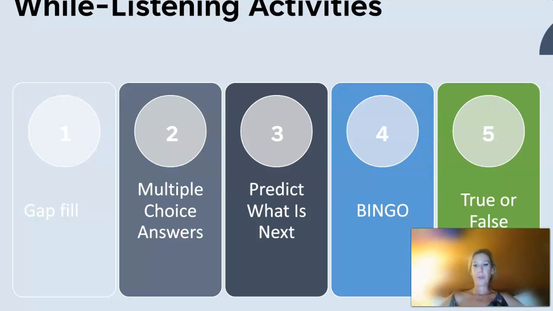And you can also use a true or false worksheet, which is kind of like the multiple choice and the gap fill, and you're just writing down true or false statements, and then they select what is true and what is false.